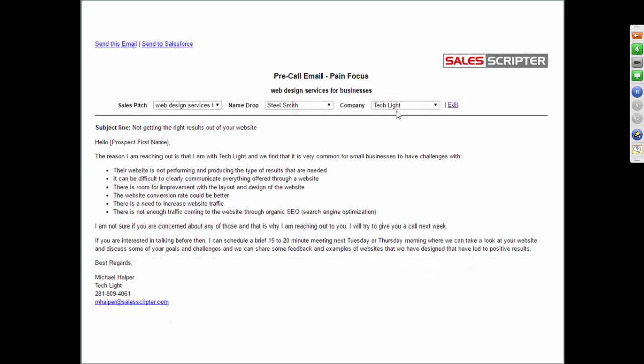Similar type message, this one focuses on the pain points. Same type message, just inserting pain points that are specific to this product and specific to that typical buyer. And so these are just a couple of dozens of email templates that are found inside of SalesScripter.